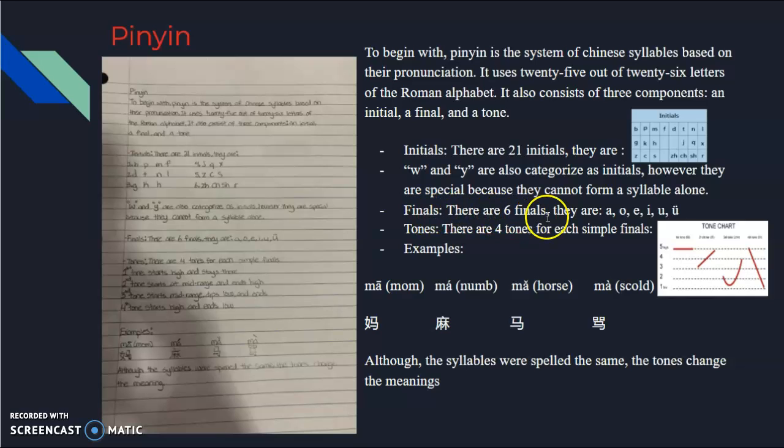Finals. There are 6 finals. They are A, O, E, I, U, Ü.